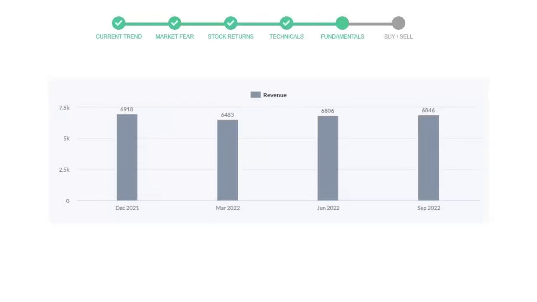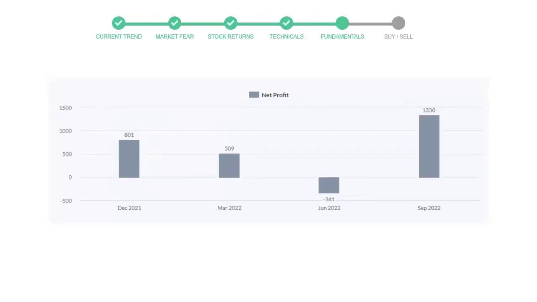Now let's see the profitability of PayPal. In the quarter June 22, the profits were negative $341 million. And in the recent quarter, September 22, the profits increased to $1,330 million.